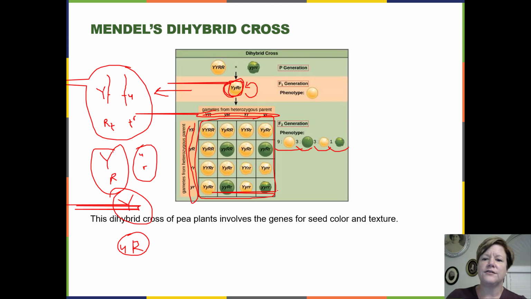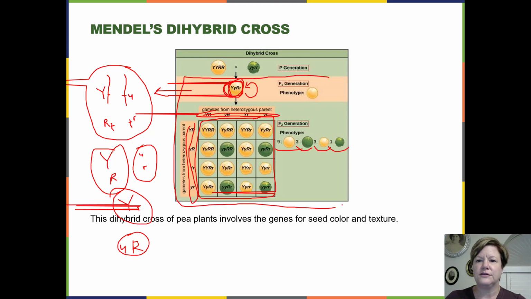So this is called the dihybrid cross. The dihybrid cross means that you're self-fertilizing a double heterozygous individual. So again, this part is the dihybrid cross, where you're self-fertilizing the hybrid. In this case, hybrid for 2 genes, or heterozygous for 2 genes, big Y and big R little r.